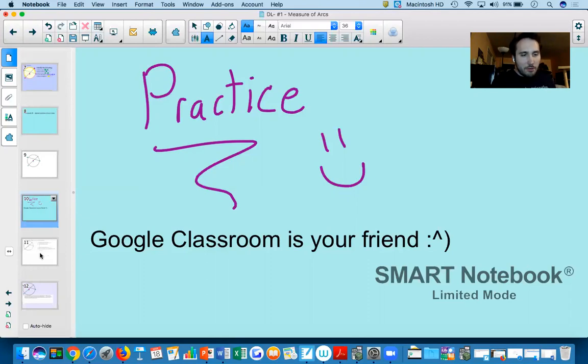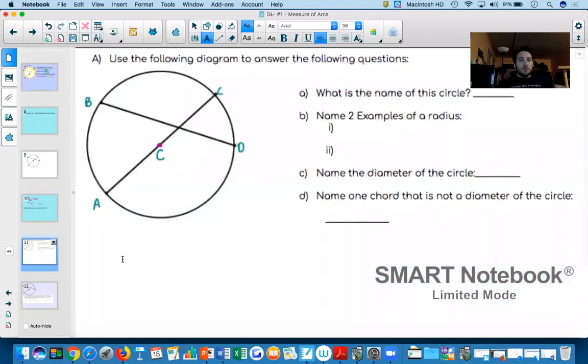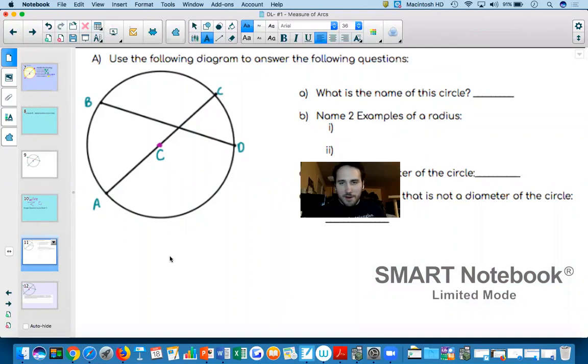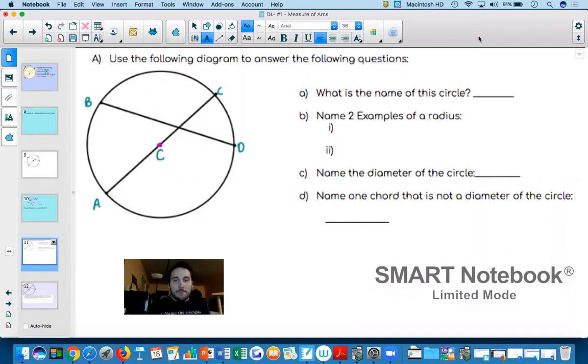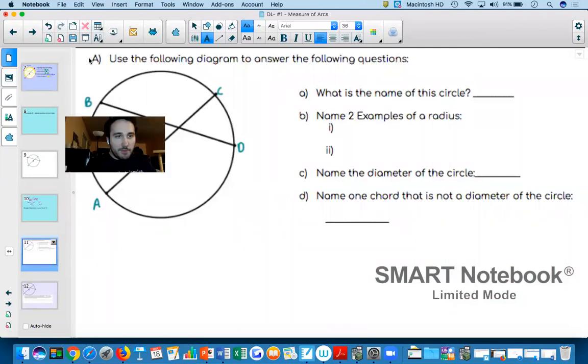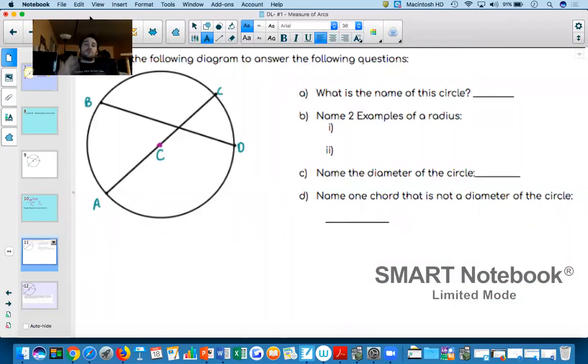Use the following diagram to answer the following questions below. I'm going to move myself over here, just make it a little bit easier for us. What's the name of the circle? Actually, before I even answer these questions, you should be pausing the video and trying them on your own. If you try them on your own first, this is a way that you can check your work.